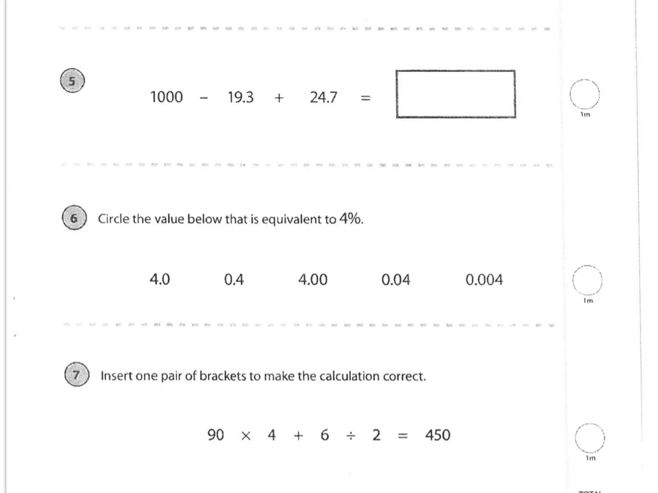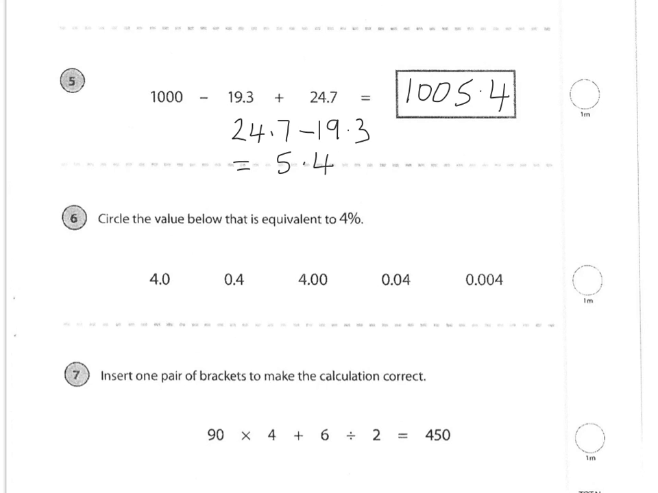Question 5. 1,000 take away 19.3 plus 24.7. Well, the trick here really is to start with the 24.7 and take away the 19.3. And what that's going to give you is 5.4. Then basically that gets added on to the 1,000 to give you 1,005.4.